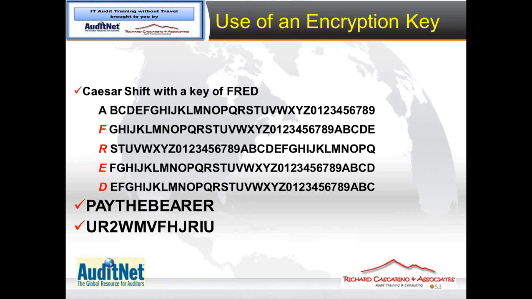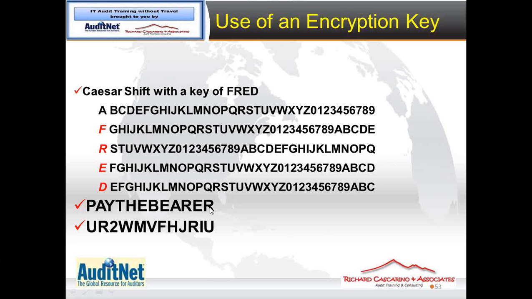So what we need is some kind of randomizing mechanism that says the first time you come to an E, we'll make it a Z, and the next time you come to an E, we'll make it a Q. And the way we do that is with a shift, with a key. So here we have a key of Fred, and there's my alphabet that I've written out. Underneath it, we've got Fred. So F, G, H, I, J, K, L, M, N, back to A, B, C, D, E. R, S, T, U, V, W.